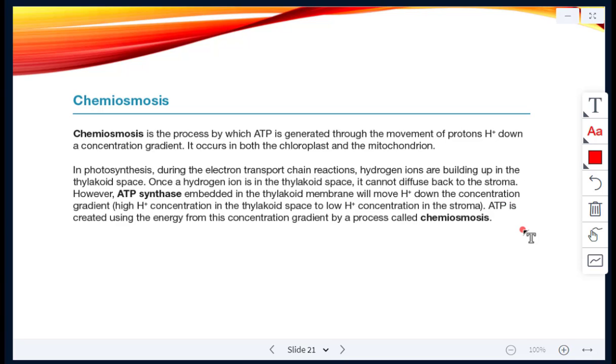Again, those hydrogen ions are building up in the thylakoid space. Once a hydrogen ion is in the thylakoid space, it can't diffuse back to the stroma. But there is that ATP synthase, which is embedded in the thylakoid membrane. It will move the hydrogen ions down the concentration gradient from high to low. High concentration is in the thylakoid space, low is in the stroma. So then ATP is created using the energy from this concentration gradient by the process called chemiosmosis.